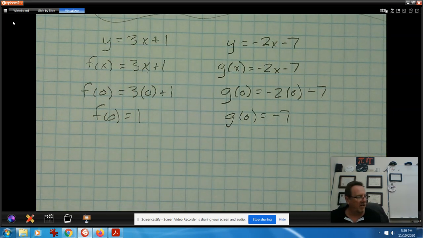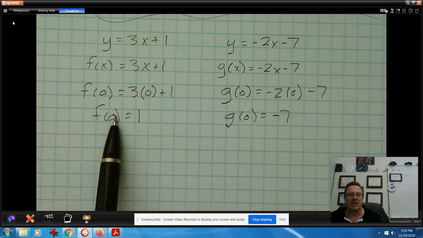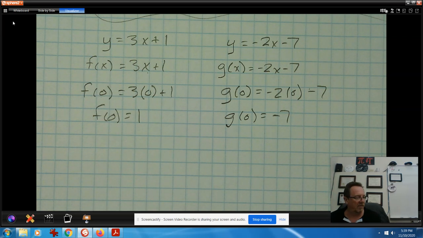Okay? So function notation allows us to do two things: to name the functions, and also it gives us a place to put numbers in for our variable x. All right?